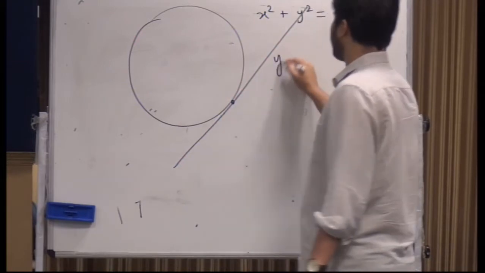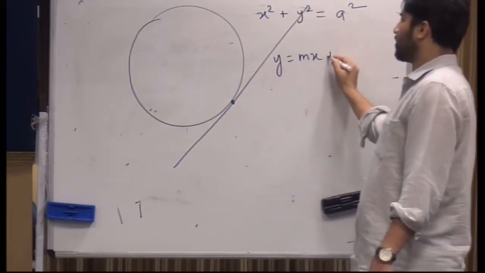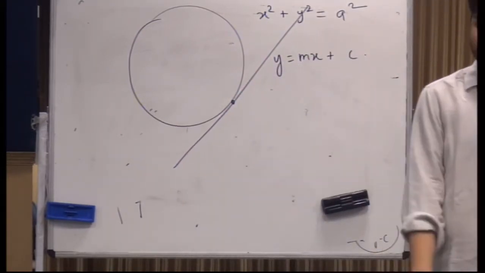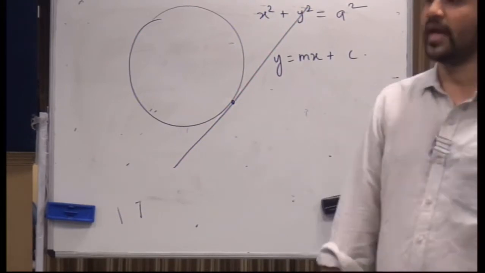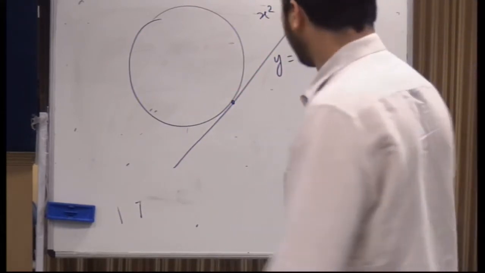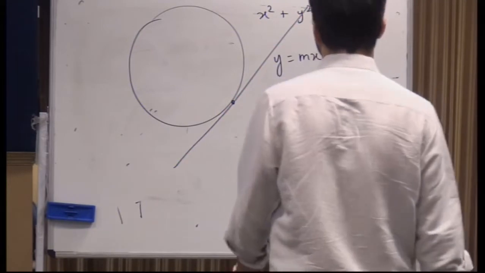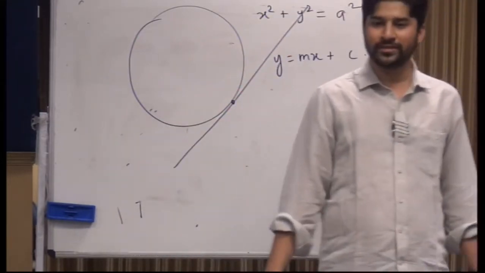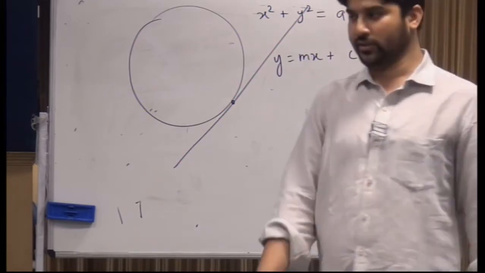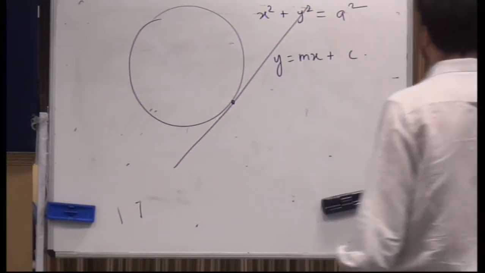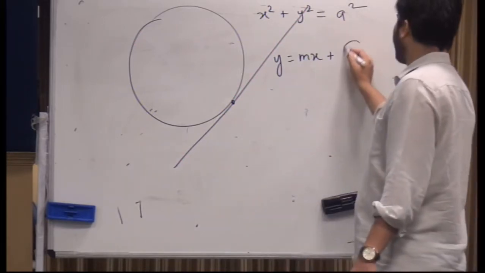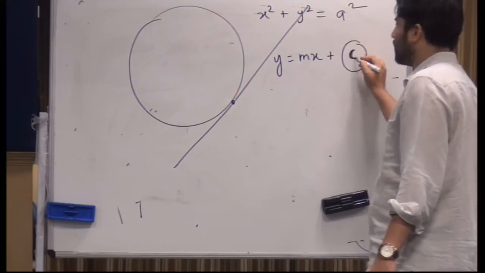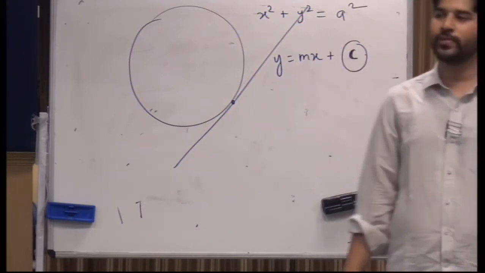Any line equation is y is equal to mx plus c. So this equation has a slope m. Now this line is acting like a tangent to this circle. What they want you to find is a relation for c. What could c be?